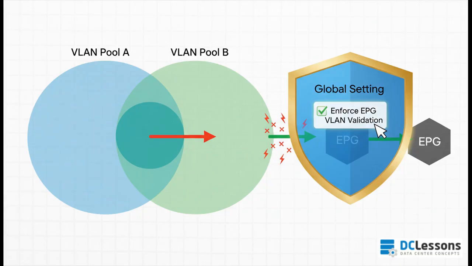To prevent this specific nightmare scenario, Cisco gives us a really important safety switch. It's a fabric-wide setting called Enforce EPG VLAN Validation. You just turn it on, and ACI will flat out refuse to let you deploy these dangerous overlapping VLAN pool configs. It is one little checkbox that can save you from a catastrophic and, frankly, self-inflicted outage.